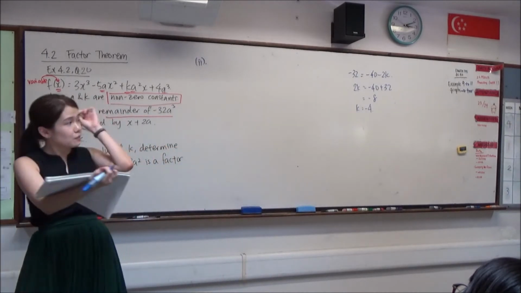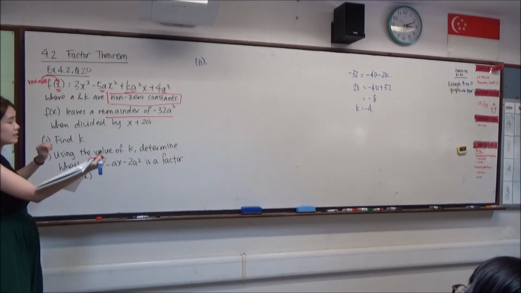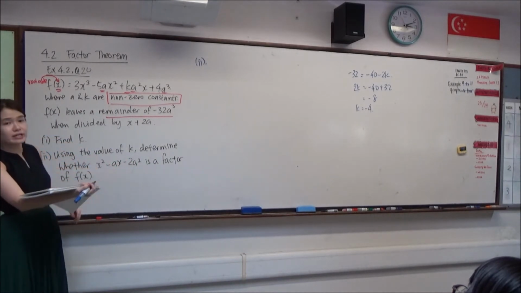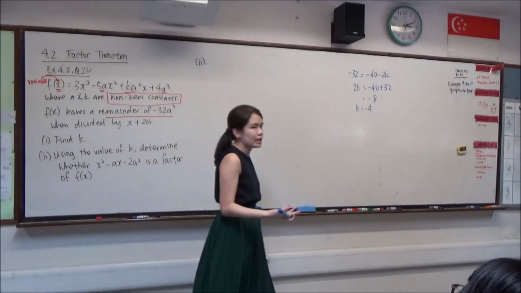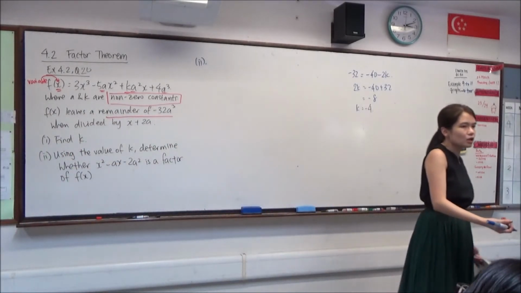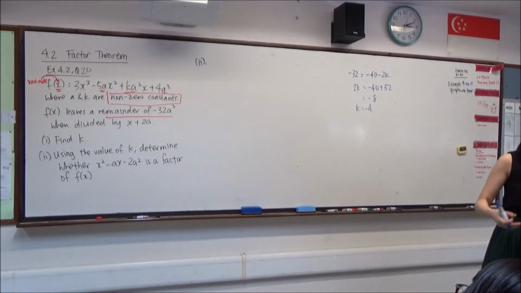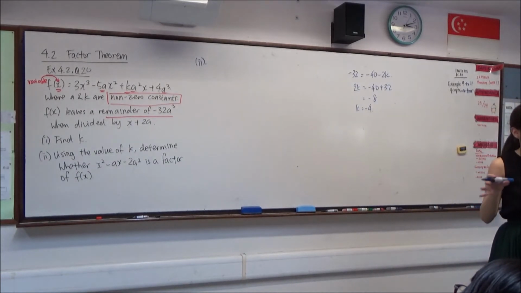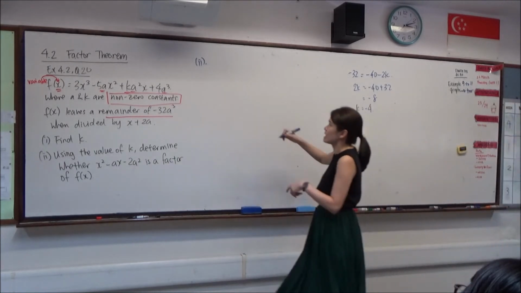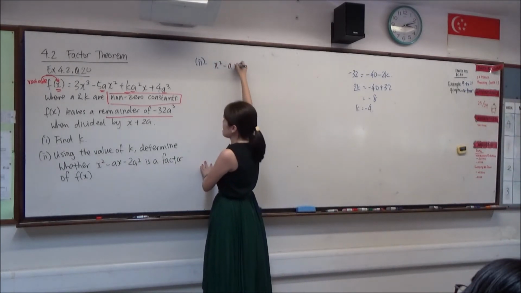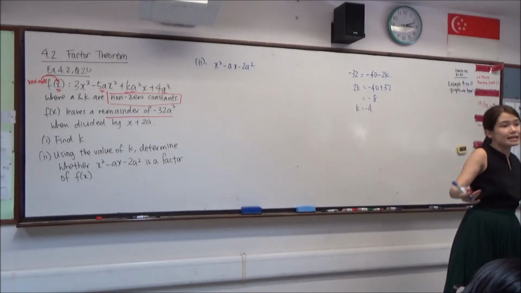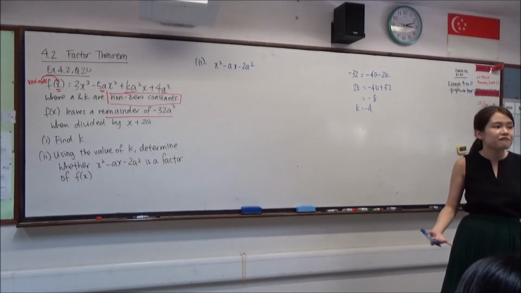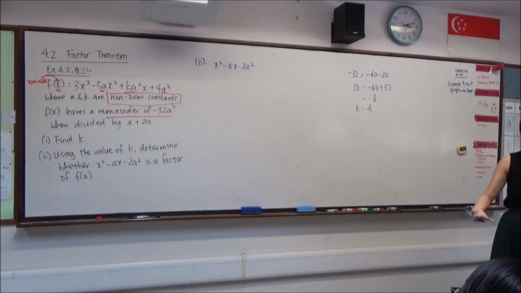The value of k, which is negative 4, to determine whether x squared minus ax minus 2a squared is a factor. Whenever we are given something that is quadratic and we want to check whether it is a factor or not, we need to break it up into linear factors first. That means we need to factorize x squared minus ax minus 2a squared, because our remainder theorem and factor theorem doesn't allow us to check remainders for factors that are quadratic. It must be linear.